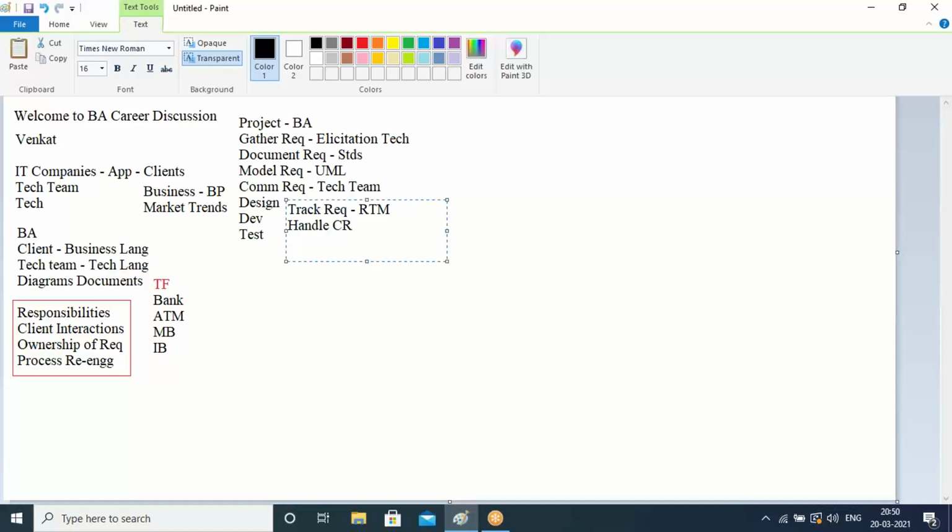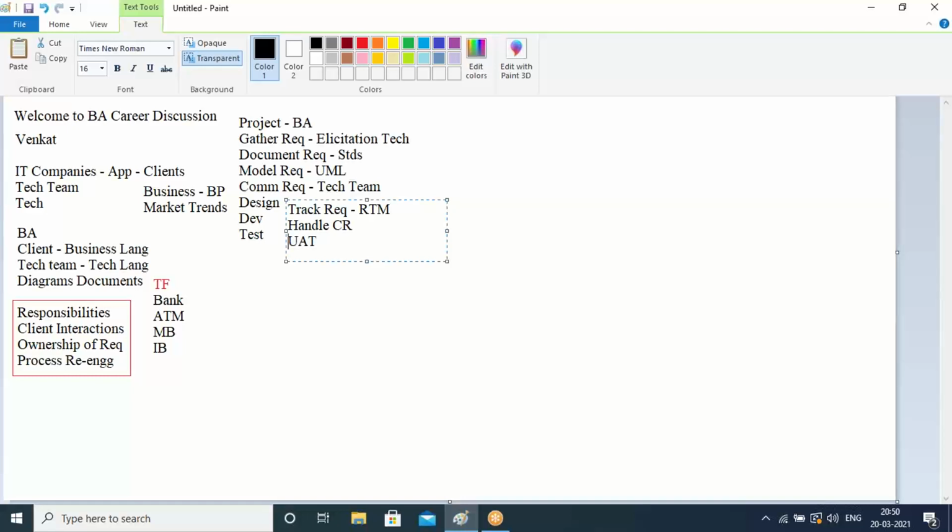change requests. And once this application development is completed, before accepting it, the client will test it. The client testing it before accepting it, we call it as a UAT, User Acceptance Testing. And as a business analyst, we have to facilitate UAT.